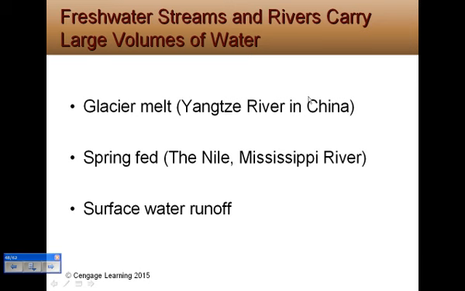Some rivers are glacier fed or glacial fed. The Yangtze River in China, which is the third largest river system in the world, is actually fed by the glaciers from the Himalayas, while the Nile River and the Mississippi River are actually spring fed. So major river systems can be either glacial or spring fed.